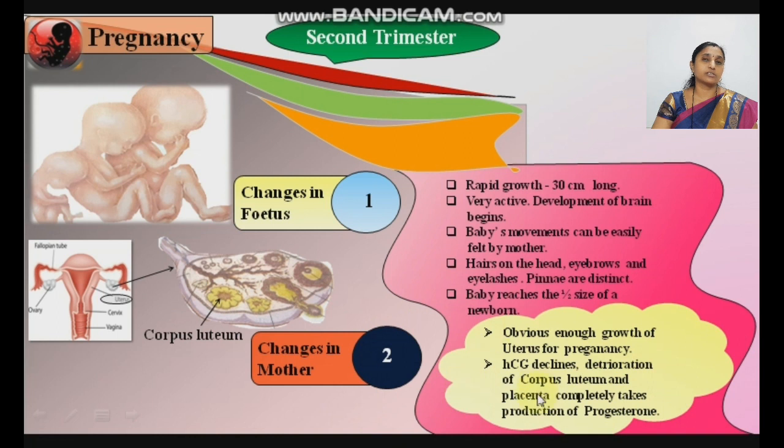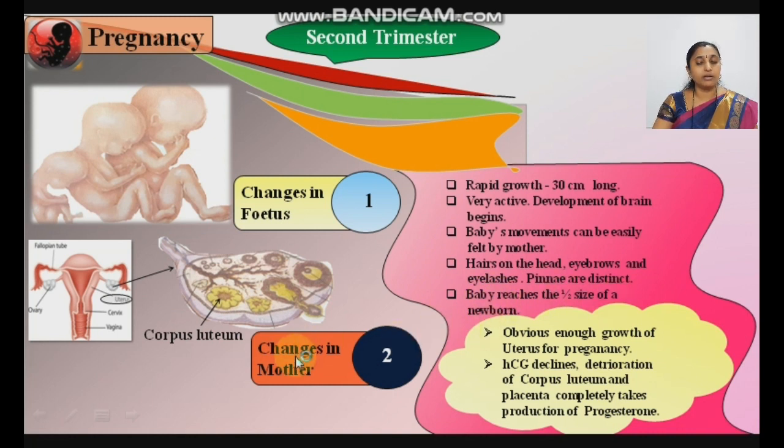All these are changes concerned with the mother. Change in the fetus, change in the mother. Rapid growth of the fetus, length 30 cm, development of the brain, baby's movement can be felt by the mother, hairs develop on the head, pinna distinct, eyebrows and eyelashes develop, and the baby reaches up to half the size of a newborn.